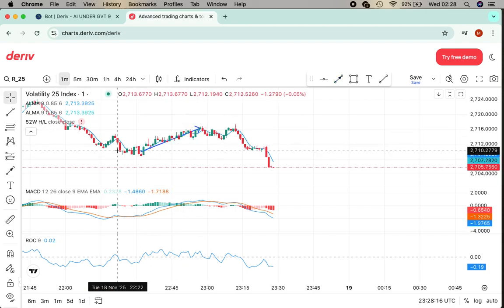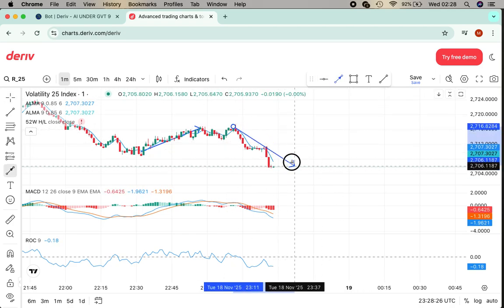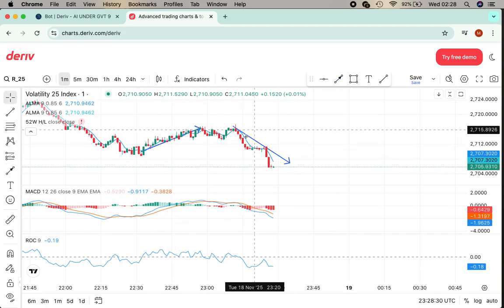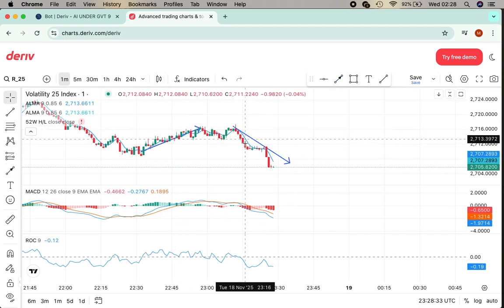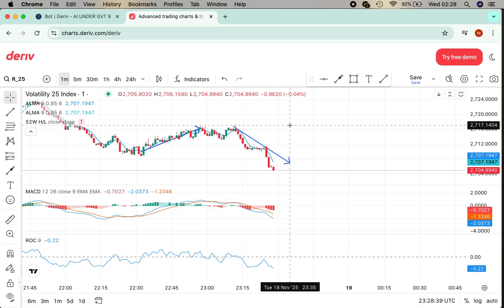That's the Alma, it acts as the supportive trend line. If the market is moving in a good bearish trend like this one, the Alma acts as a resistance. You can see if the candlestick touches the Alma, it starts to fall down. If the candlestick touches this Alma, it starts to go up. So that's why I mean it has a support and resistance trend line.